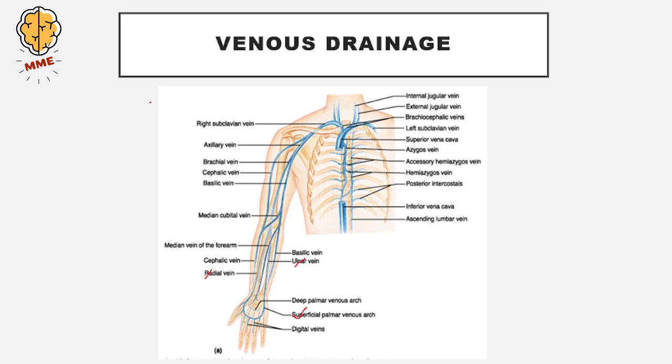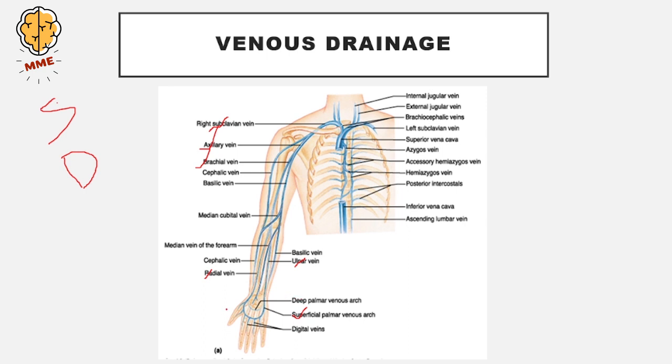Before that I should clarify that venous drainage in the upper extremity is divided into two parts: superficial veins and deep veins. Okay, now I am discussing the deep veins. This is the radial vein, this is the ulnar vein. This radial and ulnar vein will drain into the brachial vein. This brachial vein will drain into the axillary vein, and this axillary vein will drain into the subclavian vein. Okay, this is the ventral side shown.